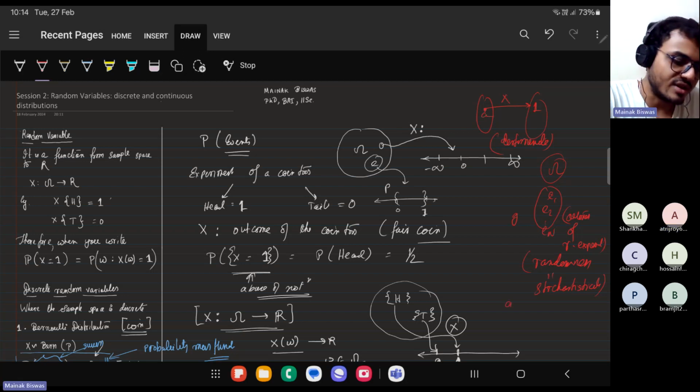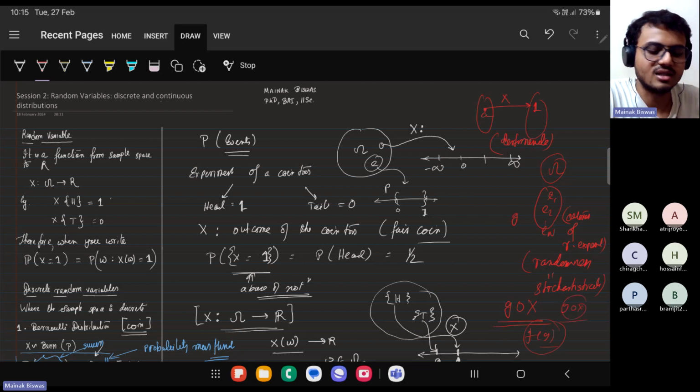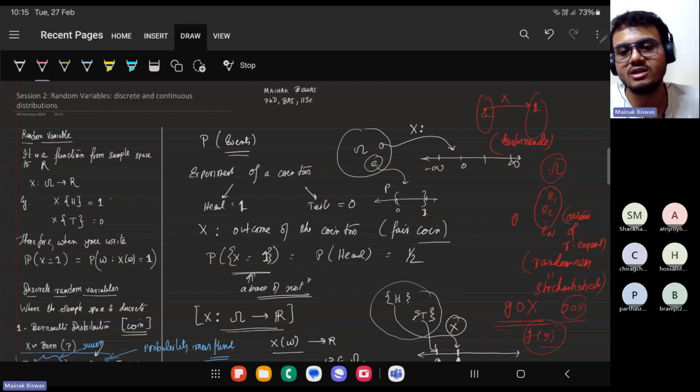And similarly, a function of a random variable is nothing but a composition. Same as g of f in normal cases, it's the same as g of X. X is the random variable, which is also a function, right? It's a composition, if you really want to understand what it exactly means.